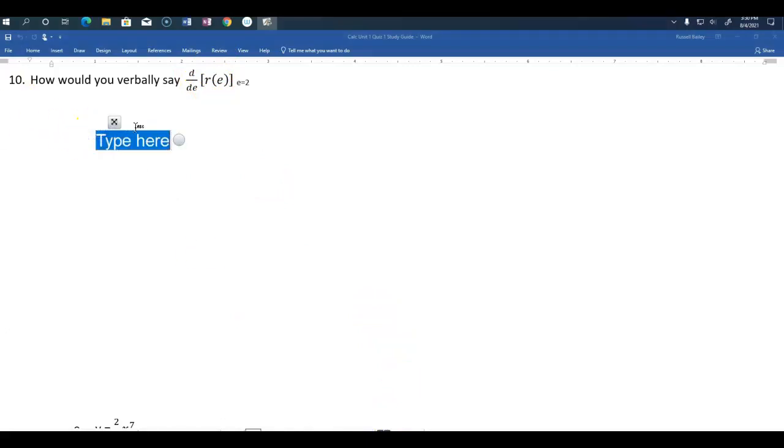So how I would say this one is I would say the derivative of R, because that's the name of the function in here, with respect to E. E is our input variable, which is down here. It's also here. Now, you're going to notice that this one has a little extra something here. And when it has this, they're actually telling you what E equals at a specific point. So this isn't just the derivative of R with respect to E, but this is the derivative of R with respect to E when E equals 2.